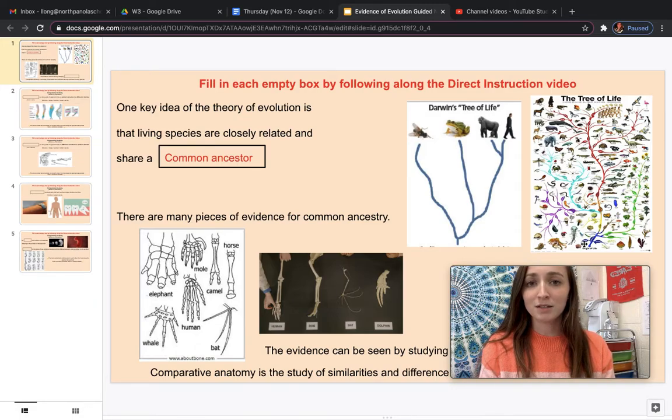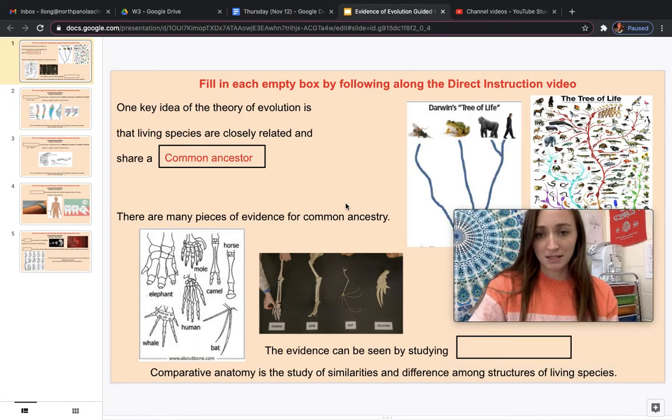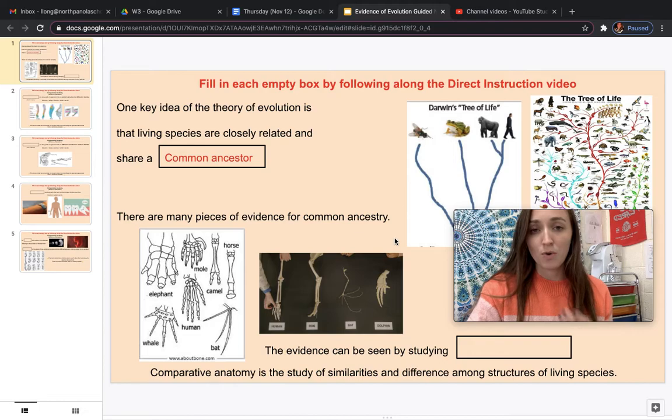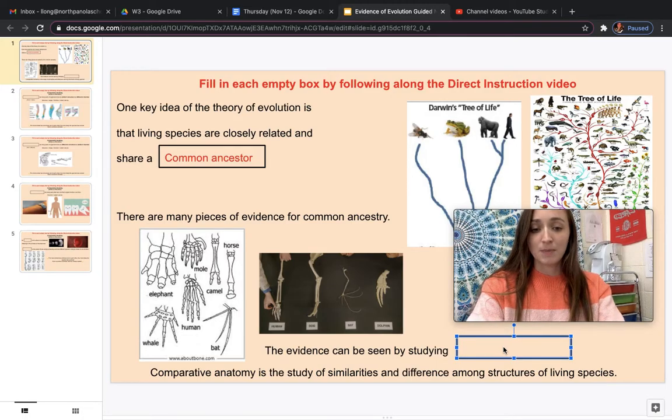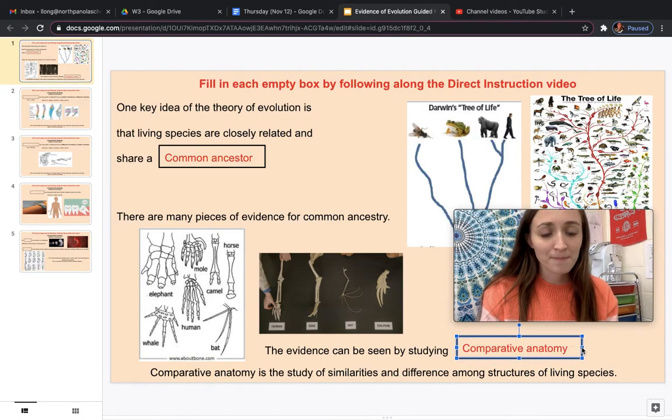So why do we think that this is the case? Like, where did this crazy idea even come from? Like, it's fun and all, but what does that mean? So there are many pieces of evidence for this common ancestry or for this theory of evolution that scientists know and look at and study. And one major thing that scientists study is by studying comparative anatomy. Let me make this bigger.